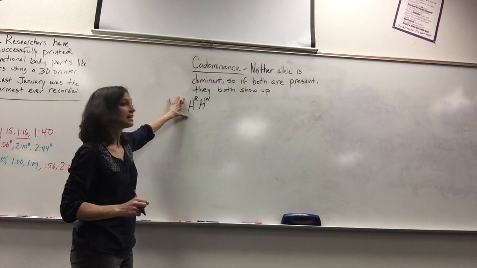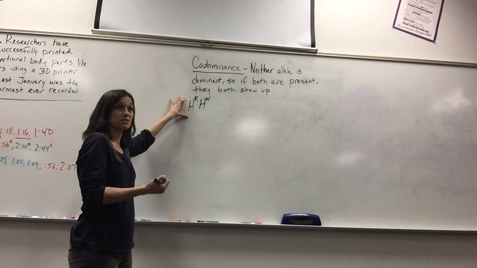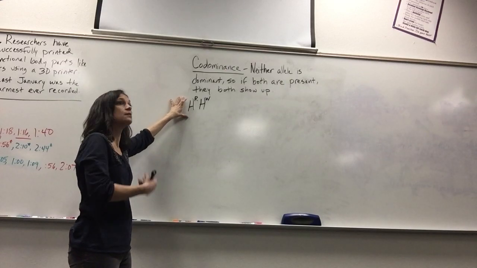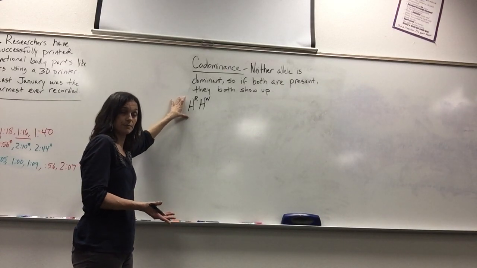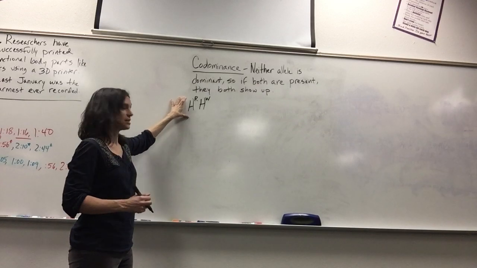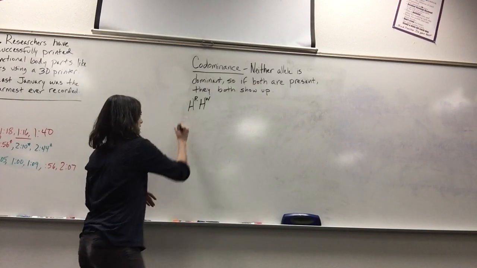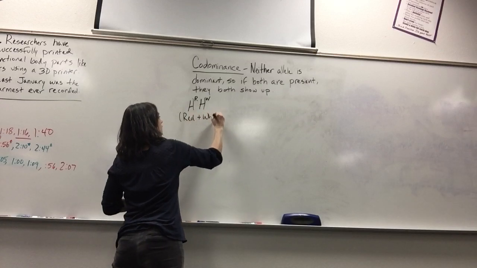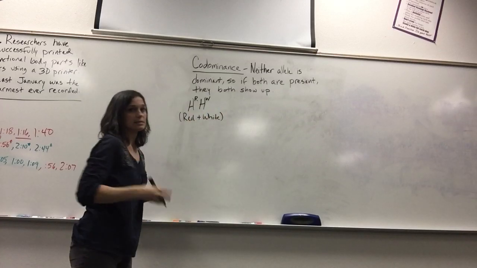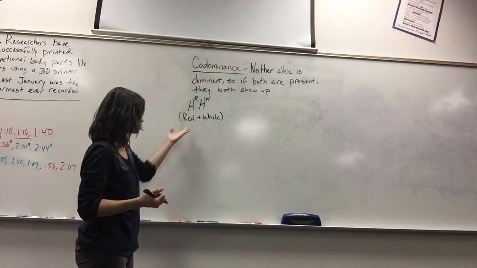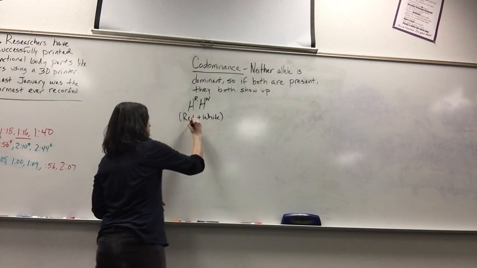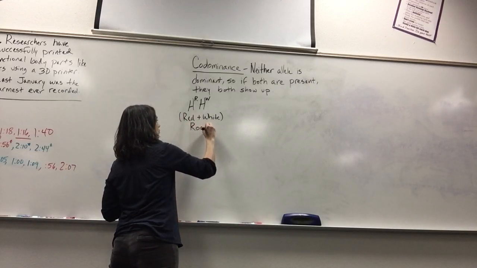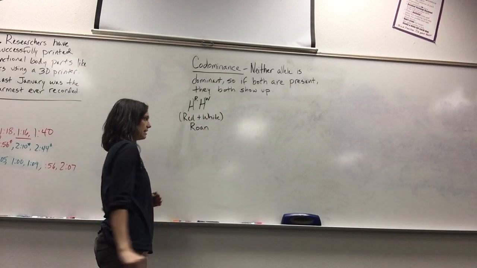If I have a horse that has both of those, this horse is going to have a mix of hair colors. Some of the hairs on its body are going to be red, some are going to be white. So this is basically red and white. I'm putting it in parentheses because plenty of horse owners actually have a name for this. They call this being roan. This is a roan horse. It has some red hairs, it has some white hairs.